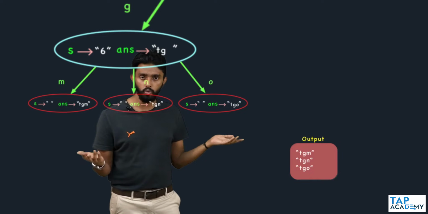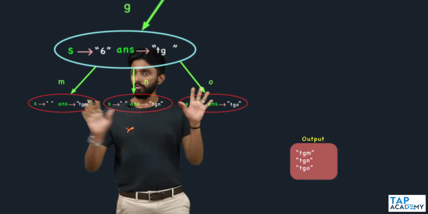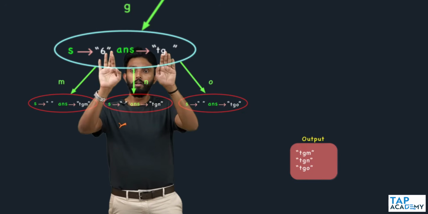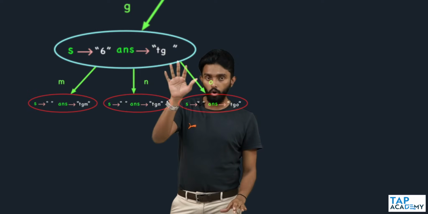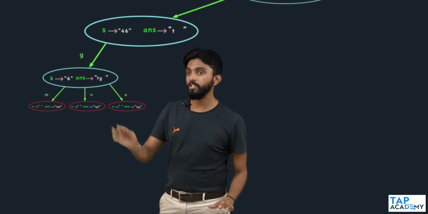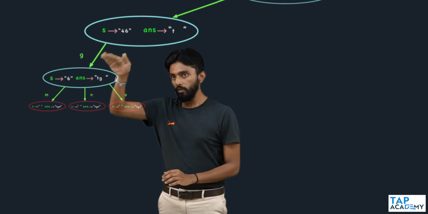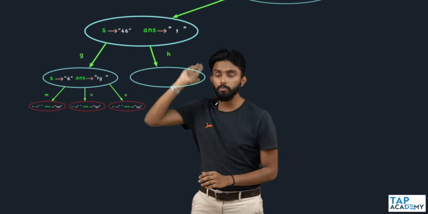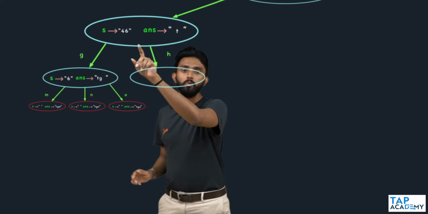It doesn't matter. We can choose whichever option. So I've got 3 combinations. Return. All the calls are over. Return. Come back one step ahead. Now you solve for G. Now it comes to H. Now H means what will happen?